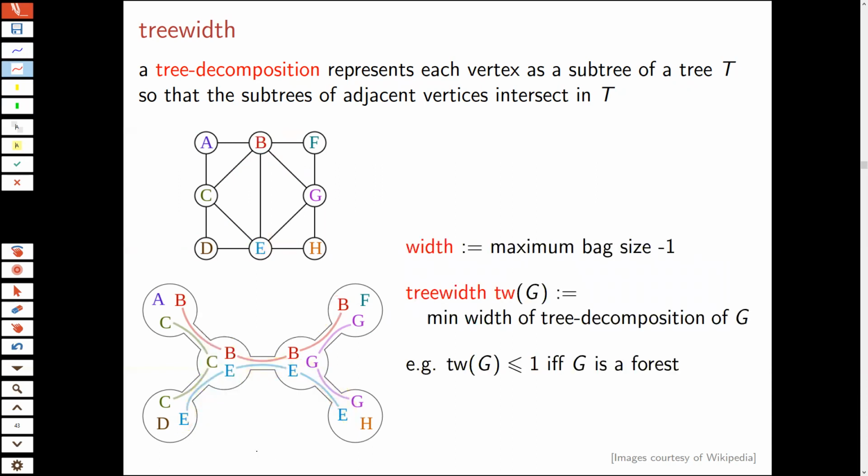So that's a tree decomposition. The width of a tree decomposition is the maximum size of a bag minus 1. So in this example, the width is 2. Then the tree width of a graph, denoted TW of G, is the minimum width taken over all possible tree decompositions of G. So tree width is the standard measure in graph structure theory of how similar a graph is to a tree. Indeed, a graph has tree width at most 1 if and only if the graph is a forest.